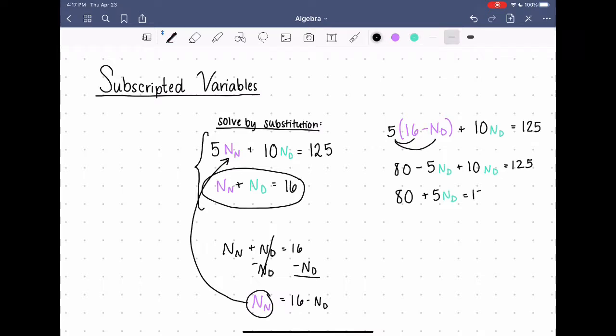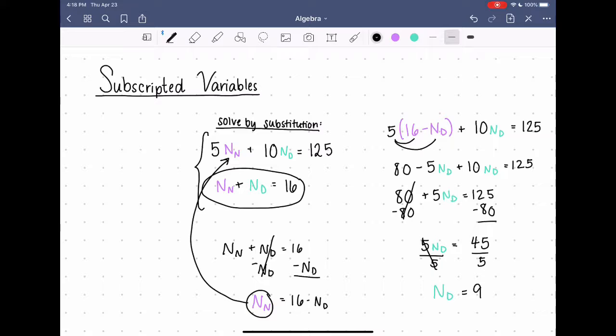Still equals 125. Let's put that 80 on the right side of my equation. And I end up with 5 times my number of dimes equals 45. Then I just divide by 5 to get that number of dimes alone. And then I get number of dimes is equal to 9. So I know that I have 9 dimes.